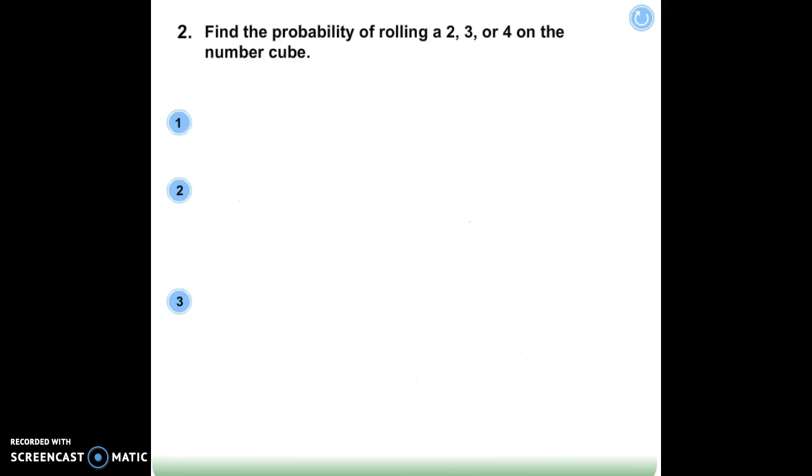All right, so now we are going to move on to example 2. So in example 2, it says find the probability of rolling a 2, 3, or 4 on a number cube. Again, remember a number cube is just a dice. Okay, so first of all, let's list our total possible outcomes. So when we're rolling a dice, we have the option of landing on 1, 2, 3, 4, 5, or 6. So those are our total possible outcomes. We want to find the probability of rolling a 2, 3, or 4.